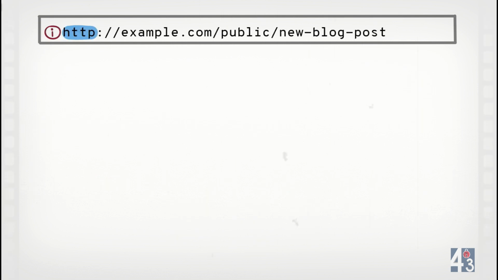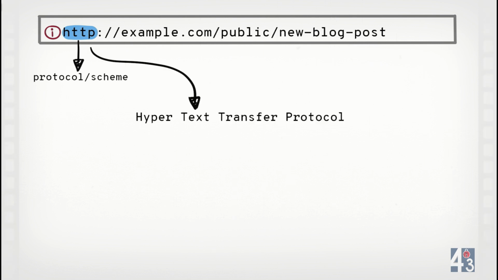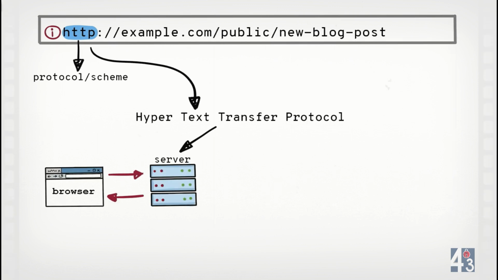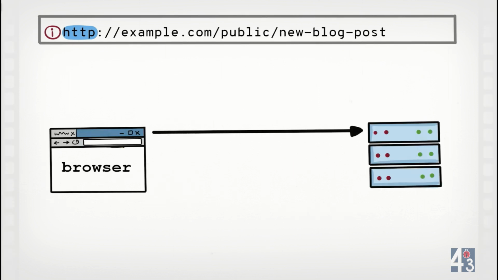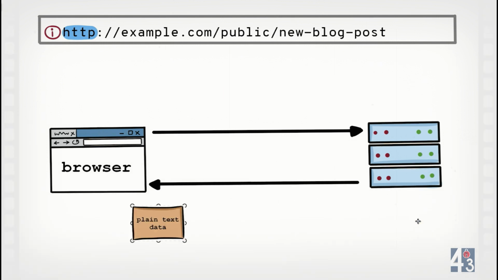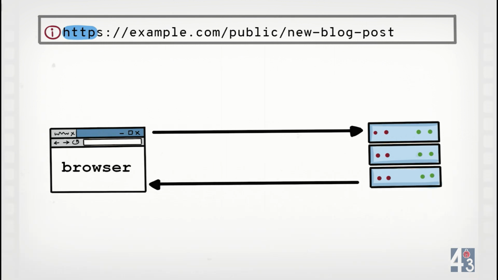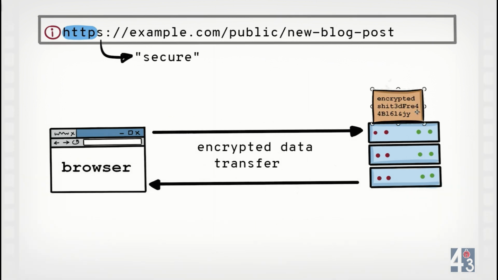Now the highlighted portion of the URL is called the protocol or scheme, and Hypertext Transfer Protocol, abbreviated as HTTP, is basically a set of rules that help browsers and servers talk to each other. So it is this protocol that helps in transfer of hypermedia on the web. Now HTTP helps transfer data in plain text. But if the website were to use HTTPS, where S stands for secure, data packets being transferred between the browser and the server would be encrypted.